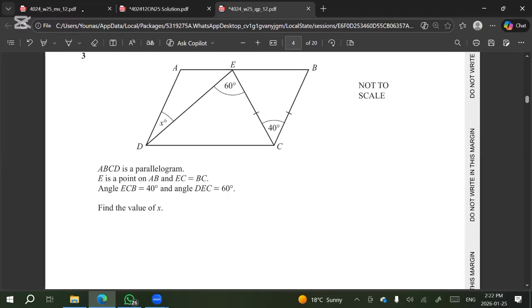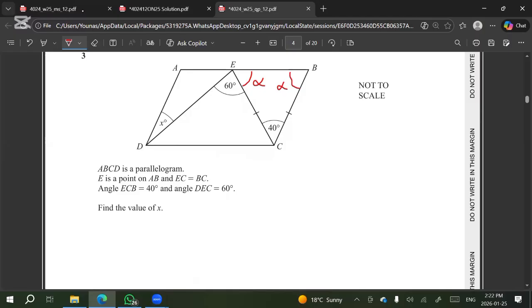ABCD is a parallelogram. E is the point on AB, and EC is equal to BC, they are equal to each other. So this is an isosceles triangle. So if it's an isosceles triangle, this angle and this angle will be equal to each other. This will be alpha, this will also be alpha. Angle ECB is 40 and the angle DEC is 60. Find the value of x. The angle x is here.